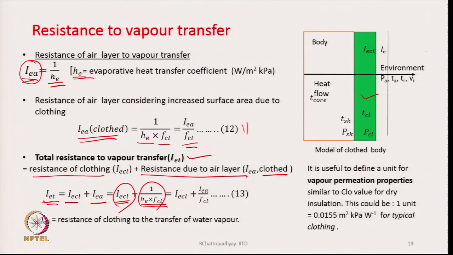So, it is useful to define a unit of vapor permeation properties similar to the CLO value for dry insulation. This could be one unit, and this is 0.155 meter square kilopascal per watt for a typical clothing.